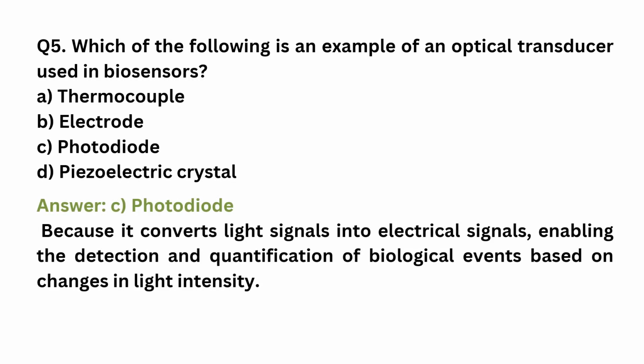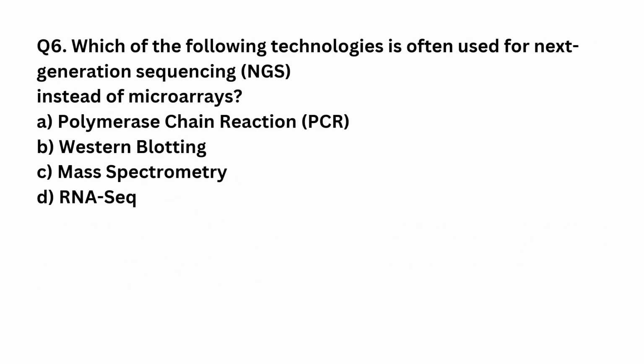Electrode is involved in the movement of electrons, and piezoelectric crystal is basically about changes in vibration, or mass sensitive. So any changes in the natural frequency, or the other way around, it can also be some changes in the voltage. So vice versa. Which of the following technologies is often used for NGS, next generation sequencing, instead of microarrays?